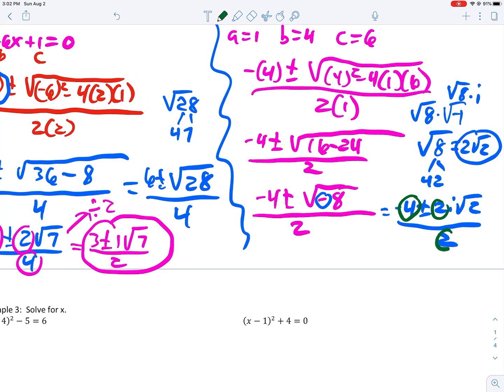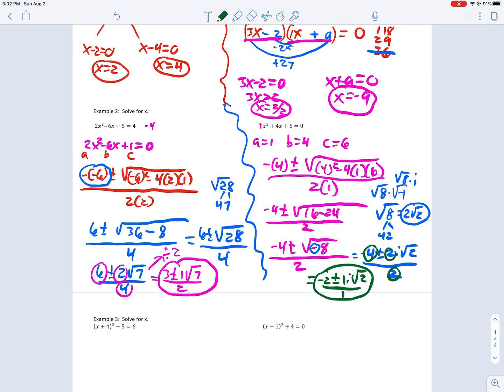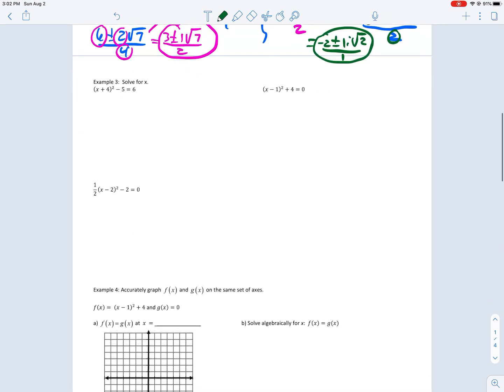And now, just like we did last time, I notice that the 4, the 2, and the 2 can all be divided by 2. So there we go. And you don't have to write the 1 on the bottom. You could just write negative 2 plus or minus i root 2. So 4 perfect examples. 2 you could factor. 1 that came out to a square root, and 1 that was imaginary. So this is what can happen on these problems. You can get ones you can factor and ones you cannot.